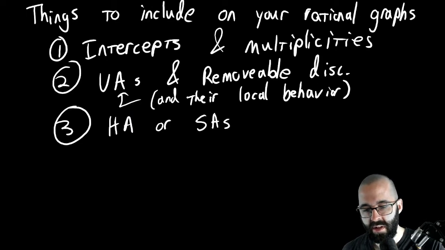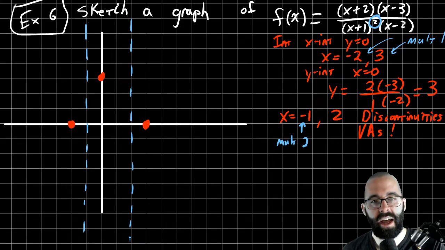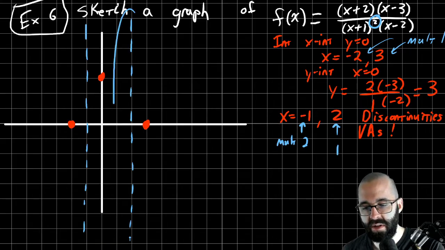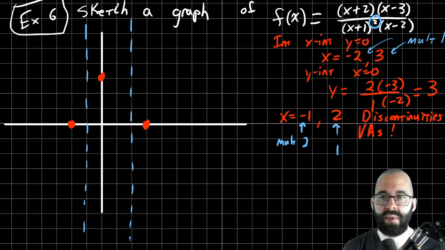And we're curious about the local behavior at the vertical asymptote. So this, right, has multiplicity 2. Because there's an exponent of 2 right here. Which means it's going to go in the same direction. We're going to use that information. This is multiplicity 1. So on either side of this asymptote, they're going to go in opposite directions. Can include that as well. All right.